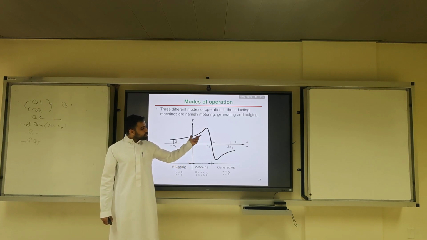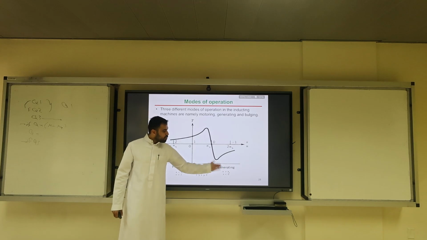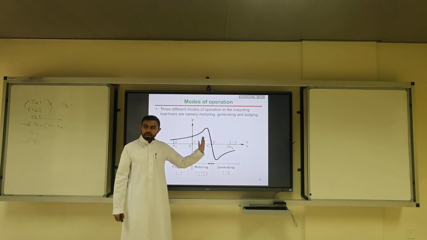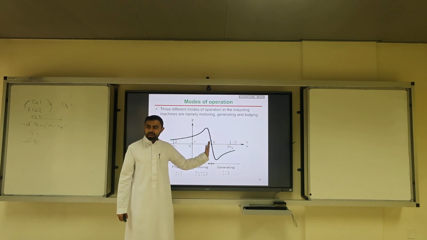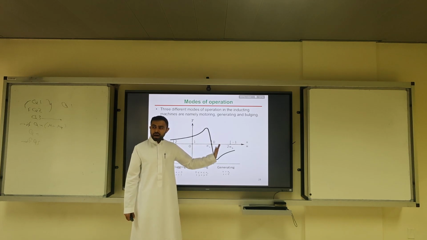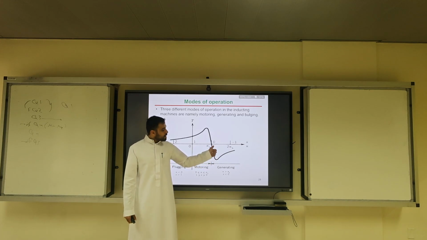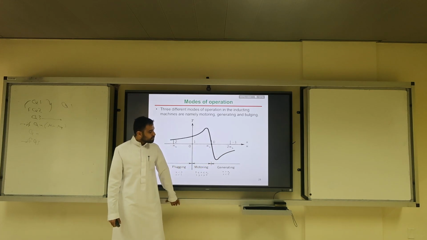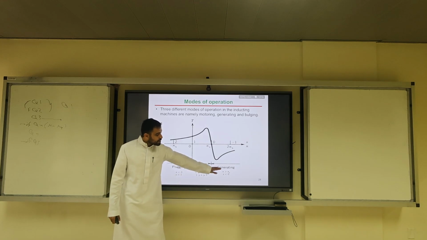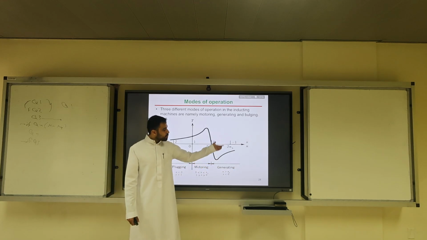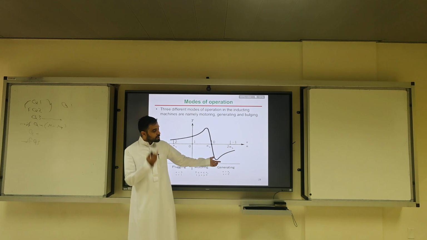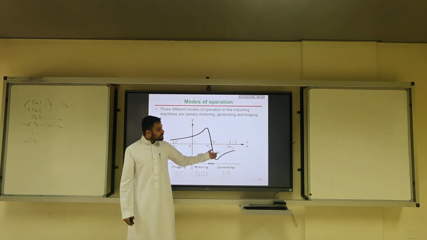The second mode of operation is the generating mode. The moment you apply mechanical force such that the speed of the rotor is faster than the RMF, the rotating magnetic field, then we are in the generating mode. And this is how wind farms operate. It is also important for what we call regenerative braking.